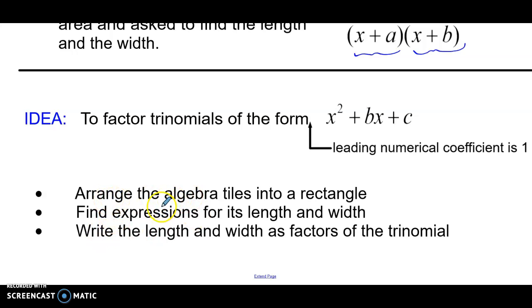We want to arrange algebra tiles into a rectangle. And when we do that, we'll get a length and a width and an area. The length and the width will be the factors of the trinomial, and the area is the original trinomial. I'll show you what I mean.